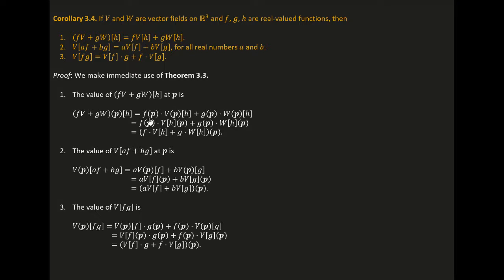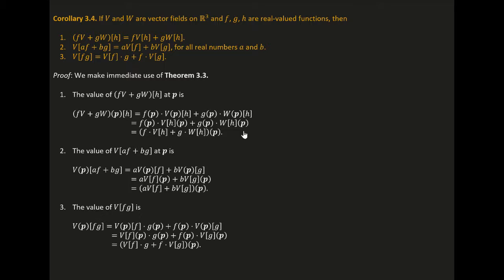Then we use Theorem 3.3 to rewrite this vector F times V plus G times W of P as follows. We simply use the linearity. Then we use the notational equivalence of V of P of H and V of H of P, and likewise W of P of H and W of H of P. We swap those around. That's our next line.